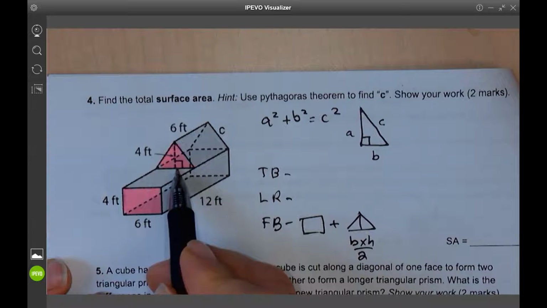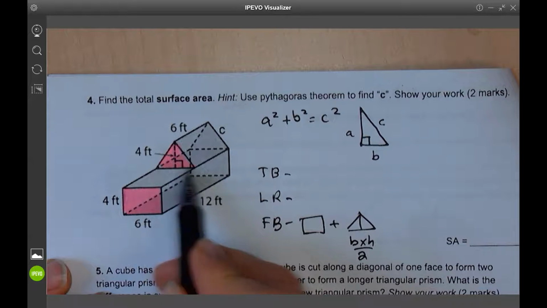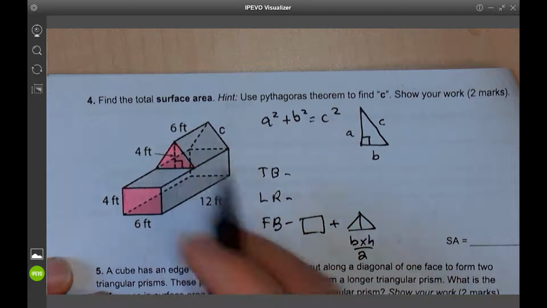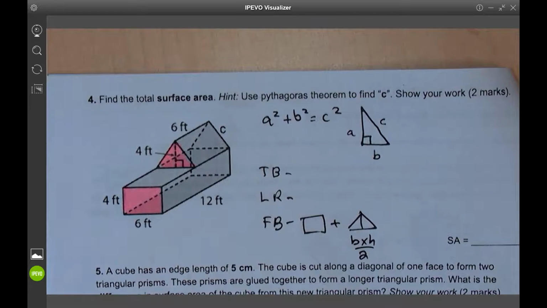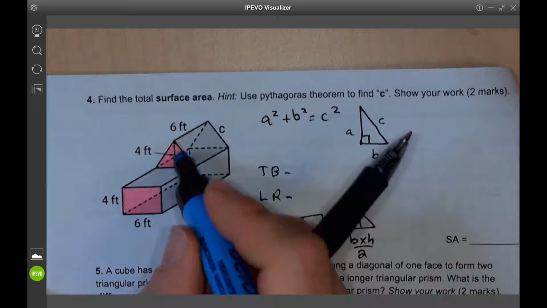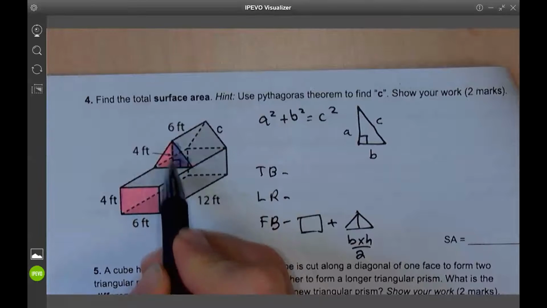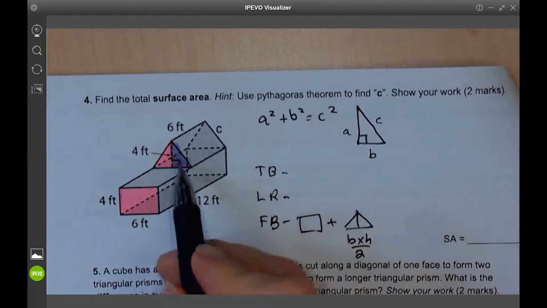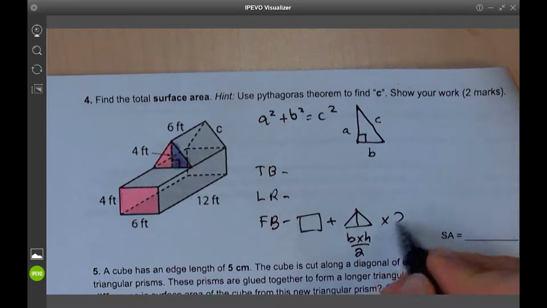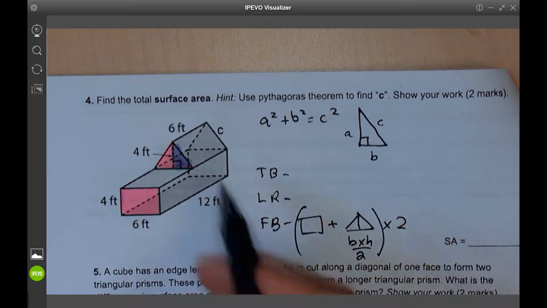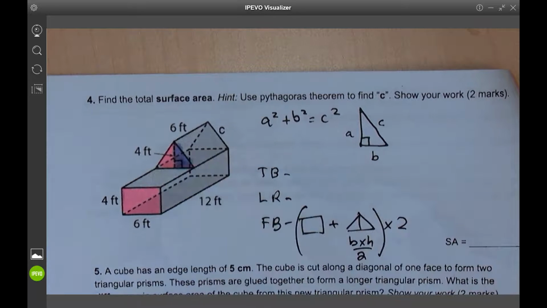If you just use half of 6, which is 3, 3 times 4 divided by 2, you're just going to get half of the triangle. You would get this amount. You don't want that amount. You want the whole thing. So you want 6 times 4. All right. Once you get this, you're going to multiply all of these by 2 to get your front and back. And then once you have C, you should be able to get these surfaces.